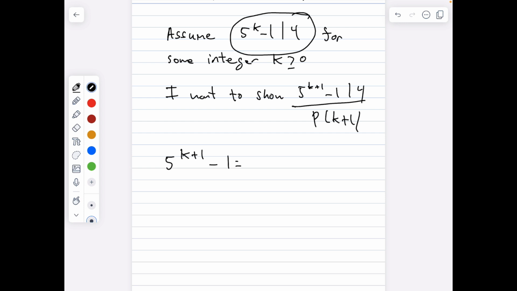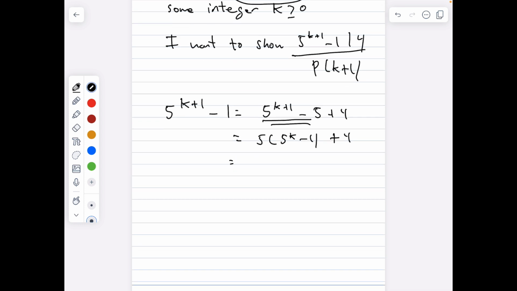You always want to try to involve that hypothesis, okay? So how do I do that? Here's what I'm going to do. I'm going to go ahead and rewrite that minus 1 as minus 5 plus 4. Why, you say? Well, here's why. 5 to the k plus 1 minus 5, I can factor a 5 out, and I'd have a 5 to the k left, and a minus 1, and a plus 4.